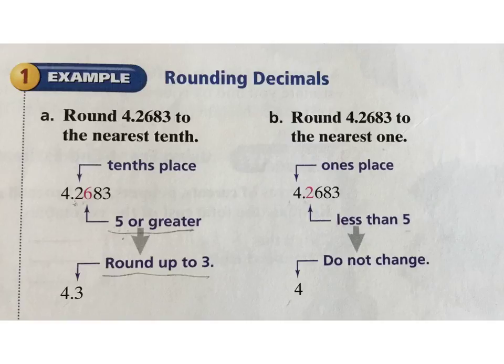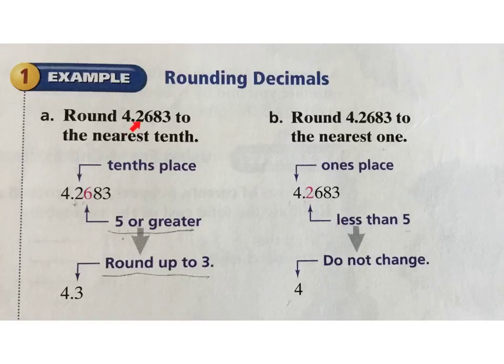All right, so the first problem we face right here is rounding decimals. As a reminder, round to the nearest tenth. So if I have 4.2683, and as a reminder of what the spots are, the first one is tenths, hundredths, thousandths, 10,000ths, then 100,000ths, then millionths, and so on. So, round to the nearest tenth.